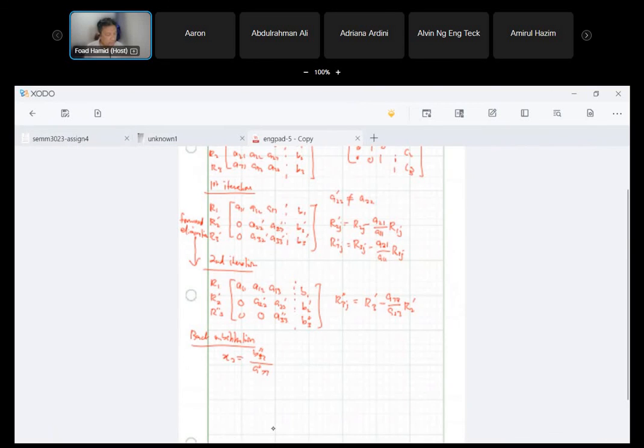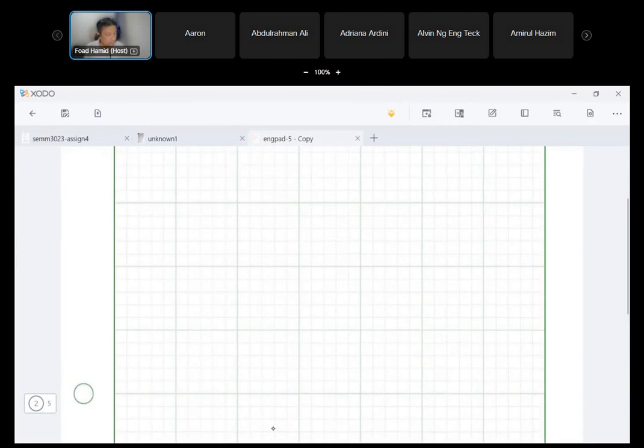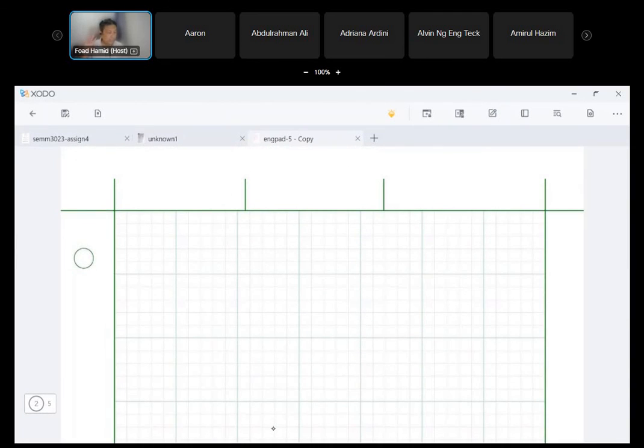Okay, so this is the paper just now. Let's do the second question. I don't know how you do your free body diagram, but let me do my free body diagram. Your free body diagram is just confusing.